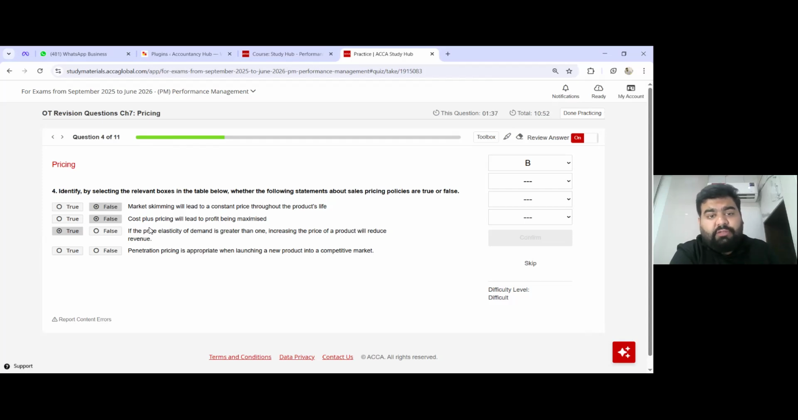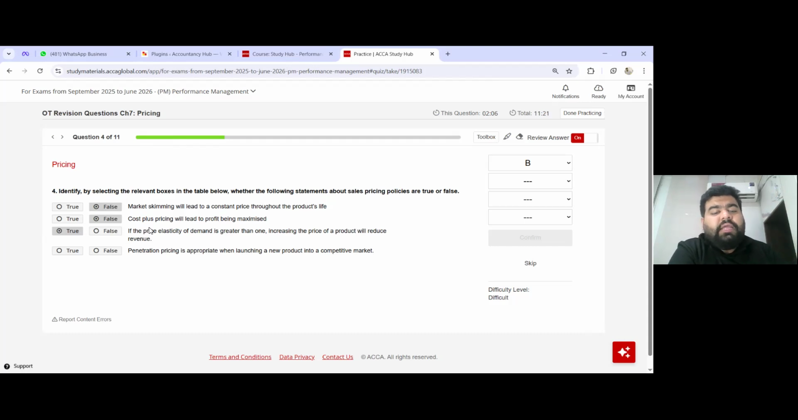Obviously, we have done the question in which we calculated the price elasticity of demand, where the price goes from 9 to 10, and your demand falls from 150 to 110, and the answer was more than 1. So in the scenario, if price elasticity is more than 1, it means you have to set a lower price to sell the product.